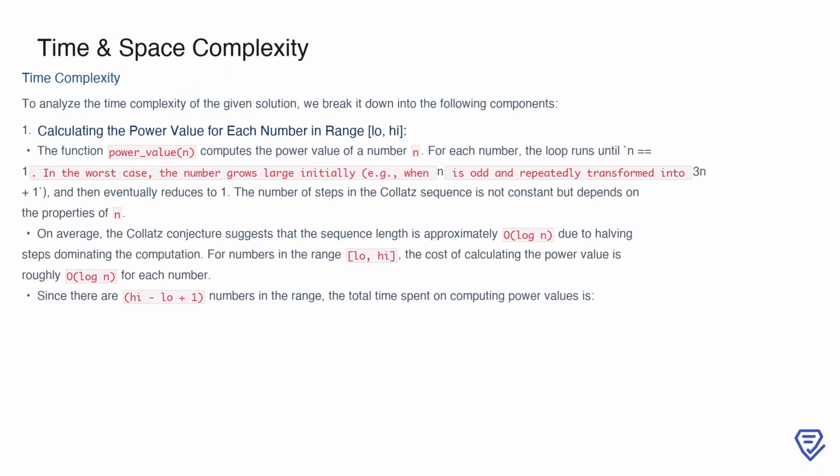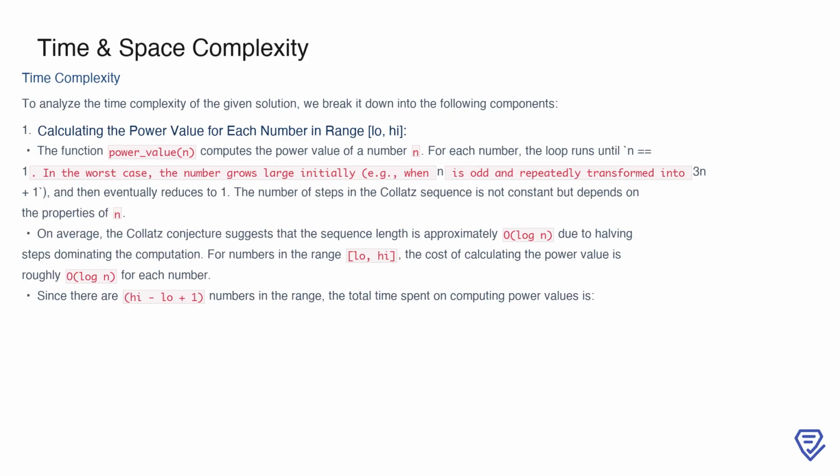To analyze the time complexity of our solution, we start with the component of calculating the power value for each number in the range [low, high]. The function power_value(n) computes the power value by repeatedly applying the Collatz transformation until the number reduces to 1. In the worst case, this sequence can involve a number growing large initially, especially when it is odd, before eventually reducing through halving steps. On average, based on the Collatz conjecture, the sequence length is approximately proportional to O(log n), because halving steps dominate the process.